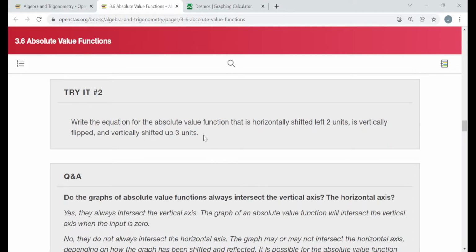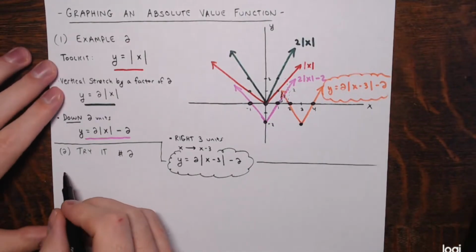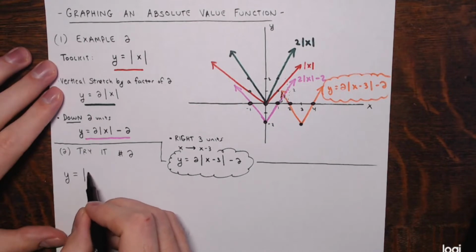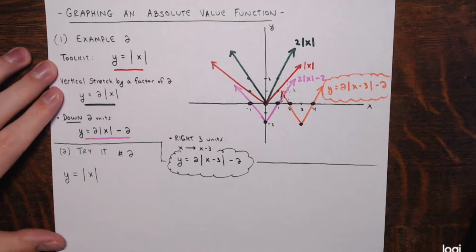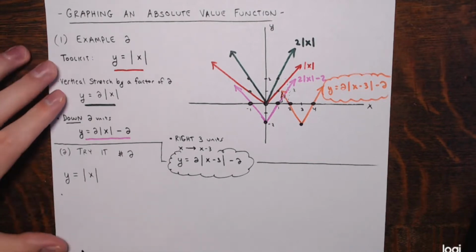And this is just like in a previous video on performing a sequence of transformations. We're asked to write the equation for the absolute value function that is horizontally shifted left 2 units, is vertically flipped, right? So that means reflected across the x-axis, right? And then vertically shifted up 3 units. So I'm going to start off. We're starting again with the basic toolkit function, the absolute value function. Then they asked us to perform the following transformations in this order.